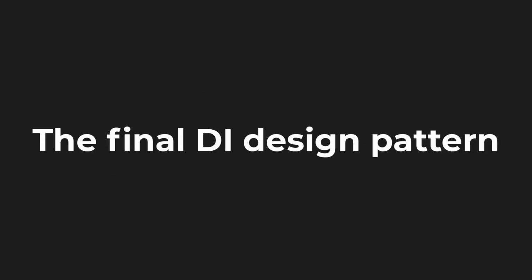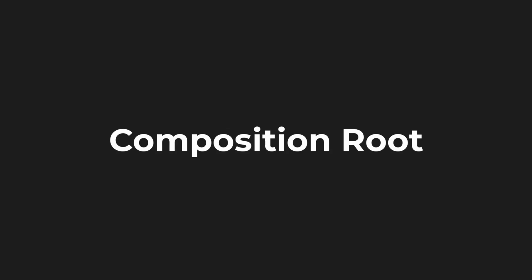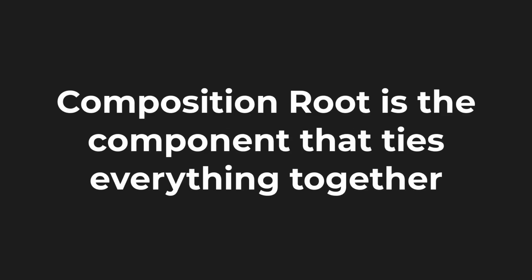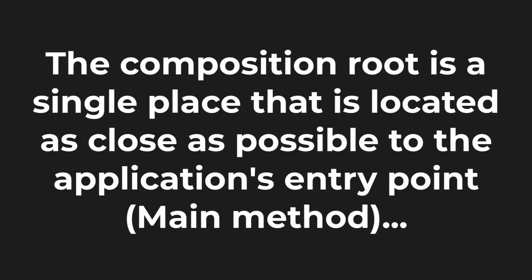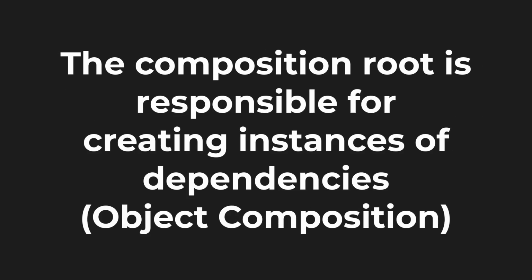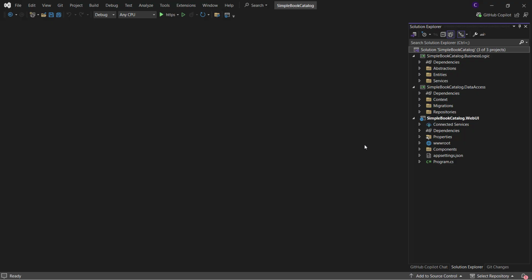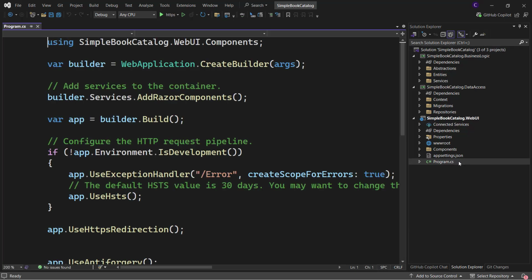In this video, we're going to talk about the final dependency injection design pattern called the composition route. Composition route is a component that ties everything together. The composition route is a single place that is located as close as possible to the application's entry point method, which is main, and it is responsible for creating instances of dependencies, that is object composition. So in our presentation project, let's open the program class which contains our main entry point method.